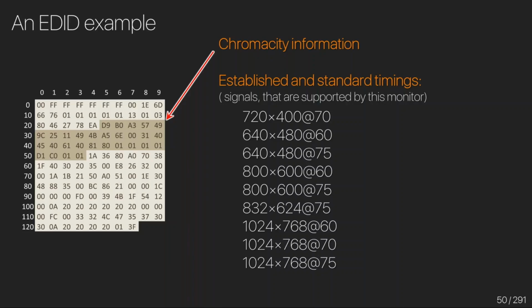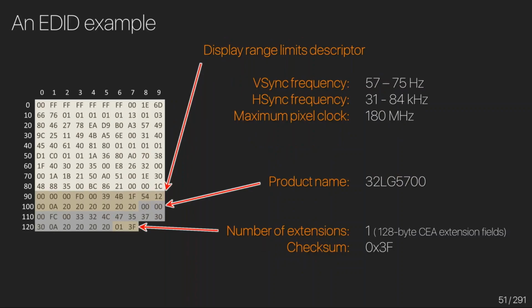And on the last fields, we have the range limits descriptors, which contain the minimum and maximum frequencies for VSync and HSync, and the maximum pixel clock frequency. It's also got a product name, and the second to last byte is important. It's got the number of extensions. In this case, that's 1, which means the CEA extension is also present. And then finally, we have the checksum.